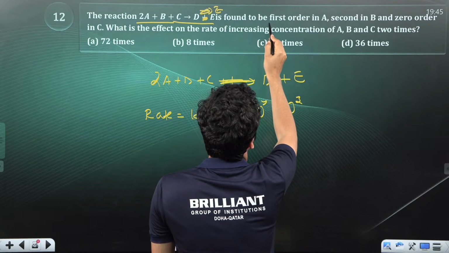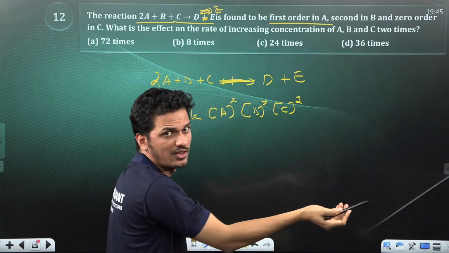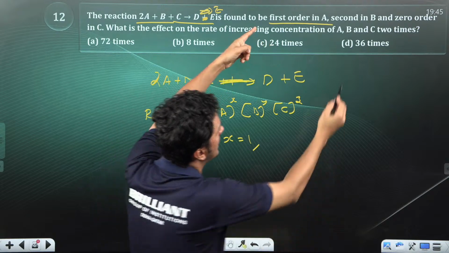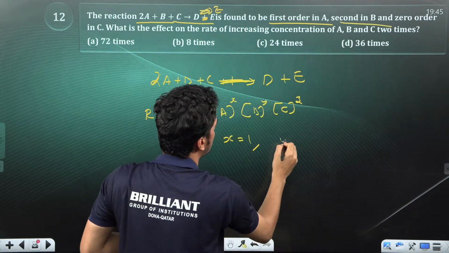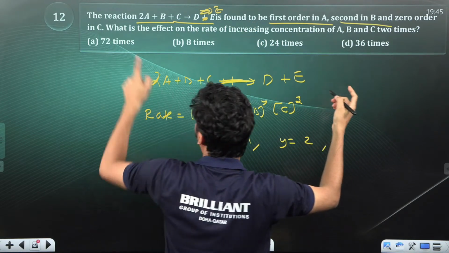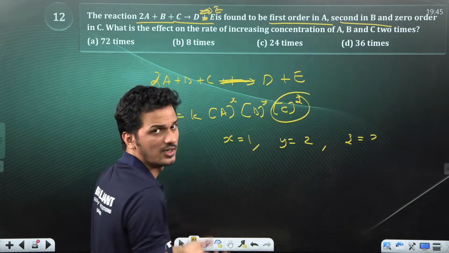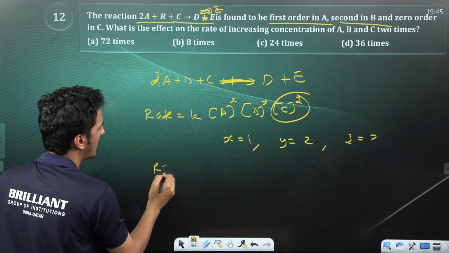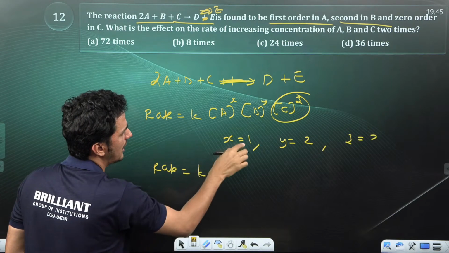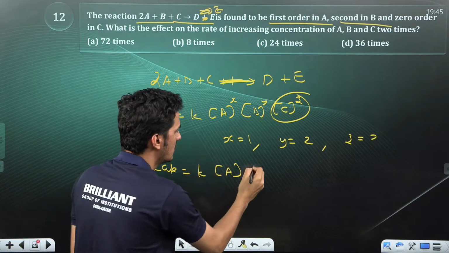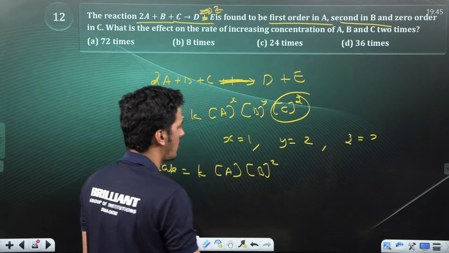Here they are telling us it is found to be first order with respect to A. That means X equal to 1. And second order with respect to B, so Y equal to 2. And zero order with respect to C, that means Z equal to 0. So no need to write this one. We can simplify and write rate equal to K into A raised to 1, so that means A, and B raised to 2, B square. I hope this idea is clear.